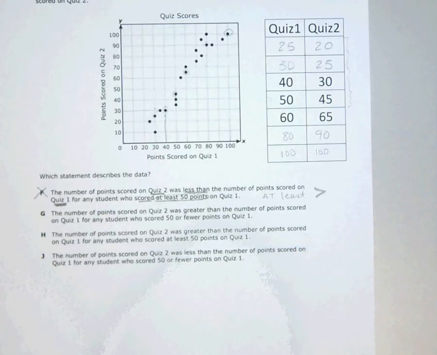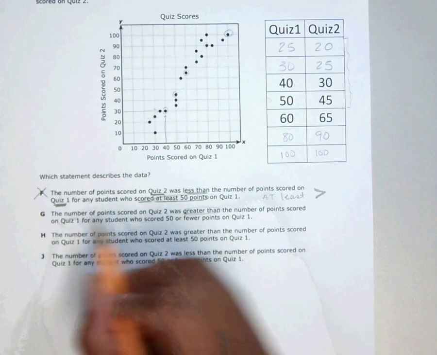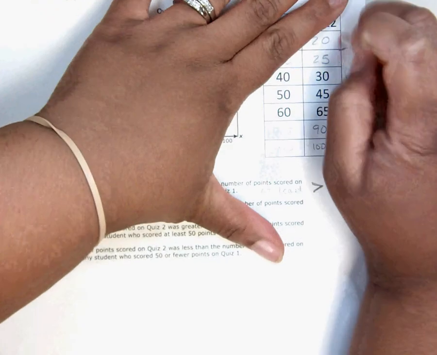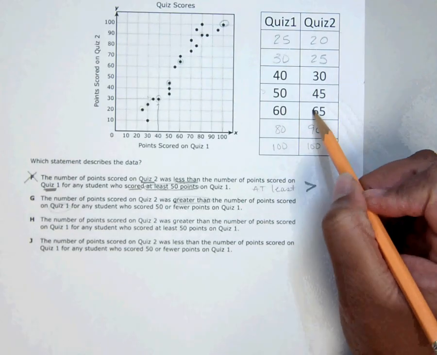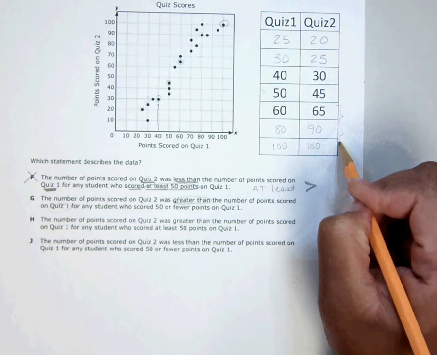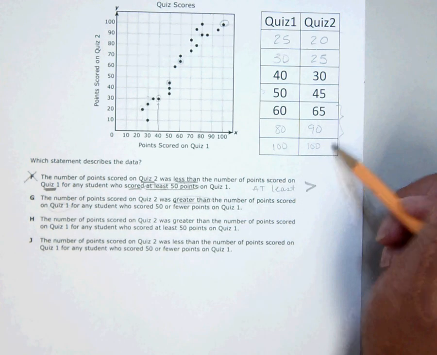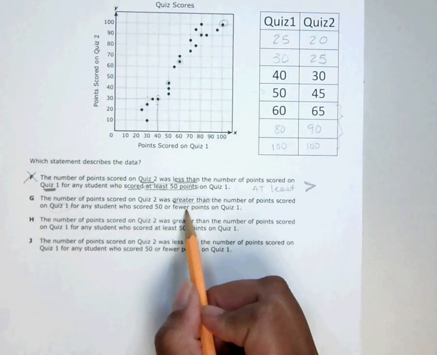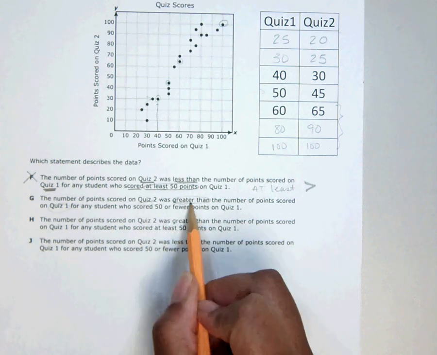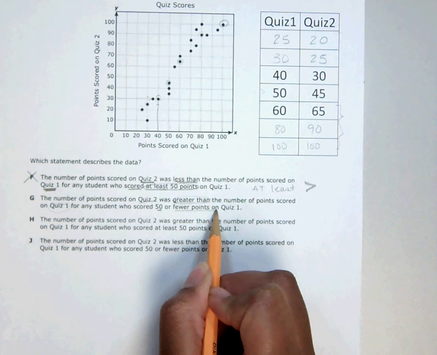Letter G says that quiz 2 was greater than quiz 1. So when is quiz 2 greater than quiz 1? Well, the values of quiz 2 are bigger than quiz 1 after 60 or about 60. Not at 50, but at 60. So what does it say? Quiz 2 is bigger than quiz 1 when it's 50 or fewer. Well, that's obviously wrong because it starts at 60 and goes up.